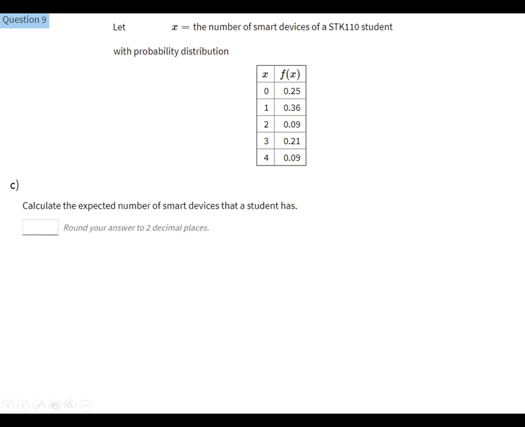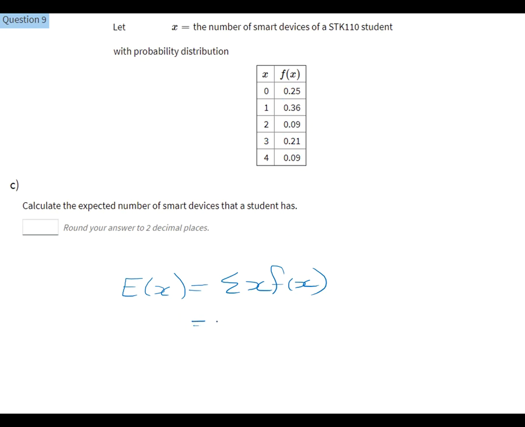Then lastly, we asked you to calculate here the expected number of smart devices that a student has. And we know if we are dealing with the discrete probability distribution, the expected value of X is just going to be the sum of my X values, my different outcomes, multiplied by f(x). So again, you could have calculated this on Excel very easily, or you could have typed it in on your calculator, and either way would have given you the answer quite quickly.